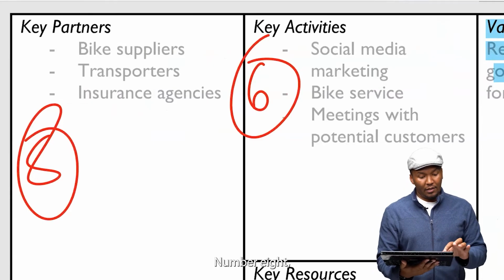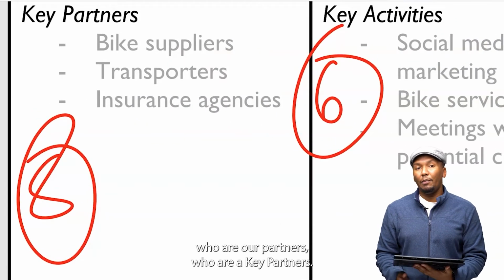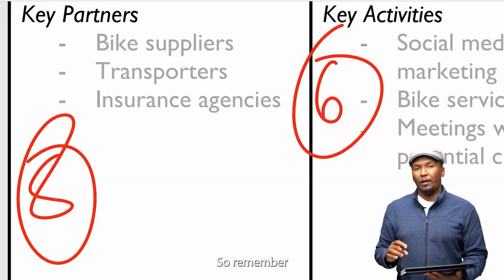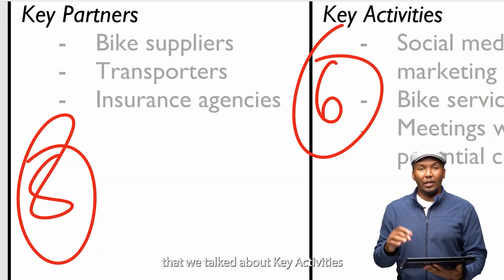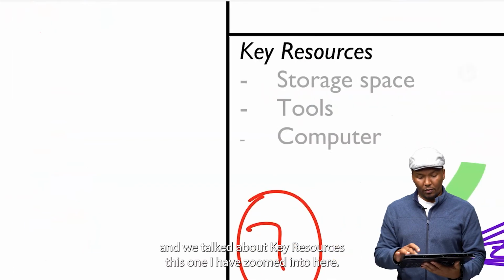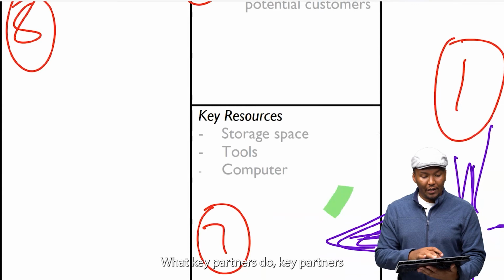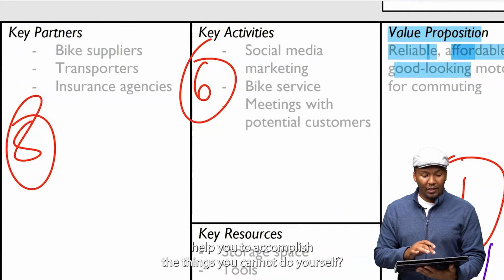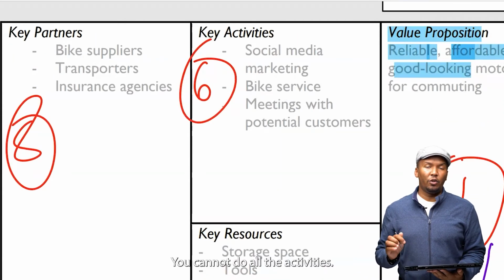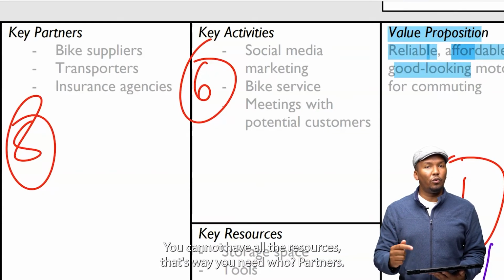Number 8, who are our partners? Who are our key partners? So remember that we talked about key activities and we talked about key resources. Okay, this one I've zoomed into here. What do key partners do? Key partners help you to accomplish the things you cannot do yourself. You cannot do all the activities. You cannot have all the resources. That's why you need who?